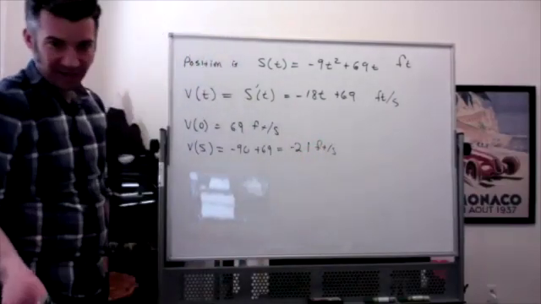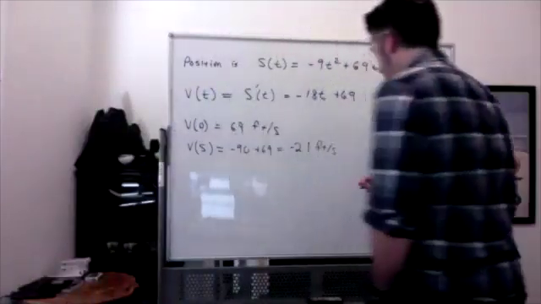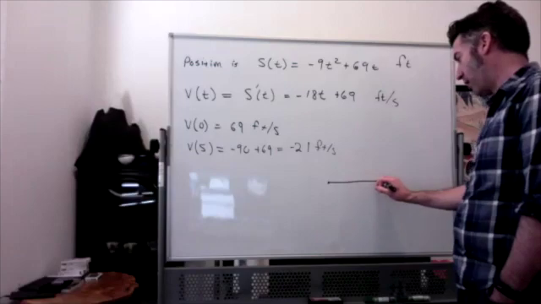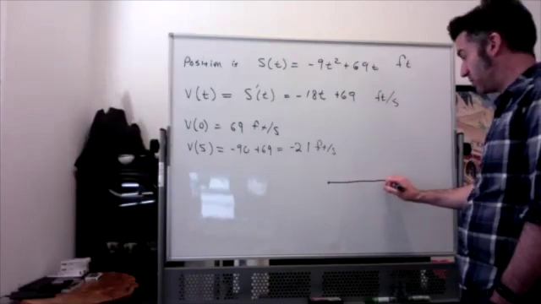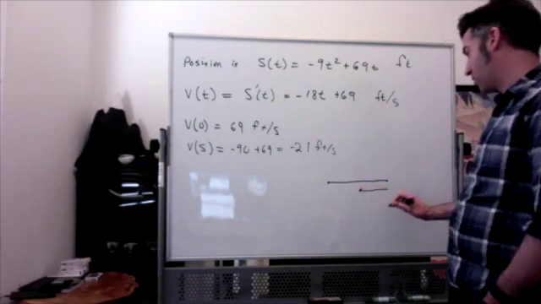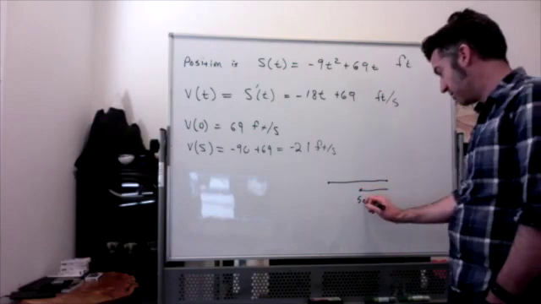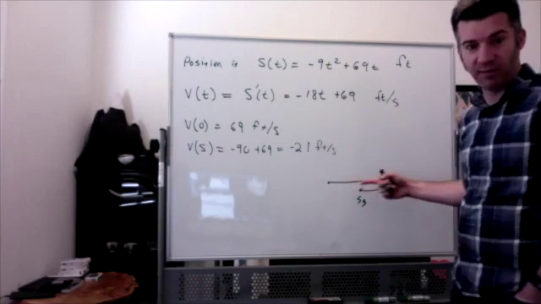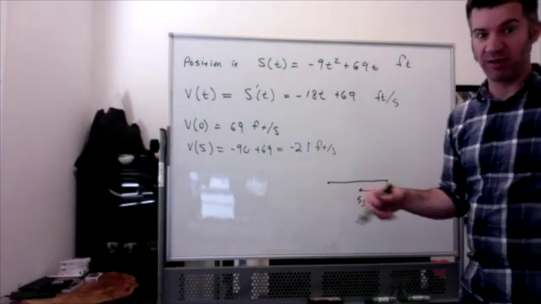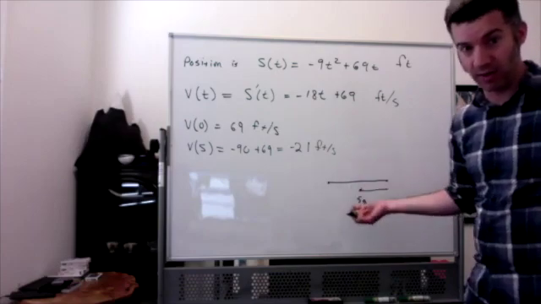So what does that mean? Well, it means that maybe the car started here. It drove this way for a while. It slowed down to a speed of 0, turned around and started driving back that way. So right at 5 seconds, it's going 21 feet per second in the negative direction. So that's what it means when you have a negative velocity. It means you kind of turned around and you're going the opposite way from the positive direction you were going.